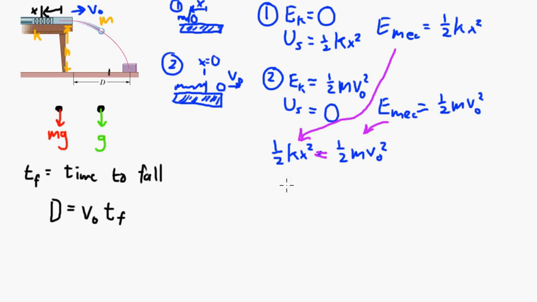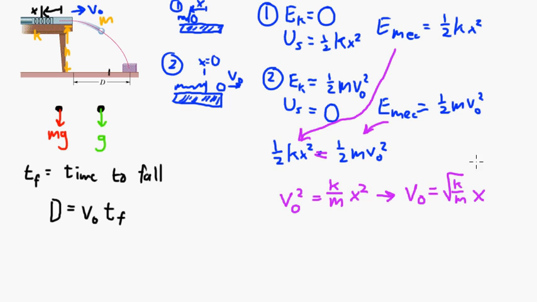Say these are equal. So let's set these. Let's work a little harder at these. We want to find v0 in terms of everything else. So that's going to be v0 squared equals, the 1/2s cancel, and we get k over m times x squared, which means v0 equals square root of k over m times x.